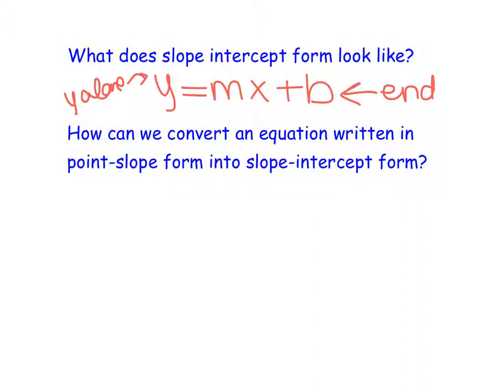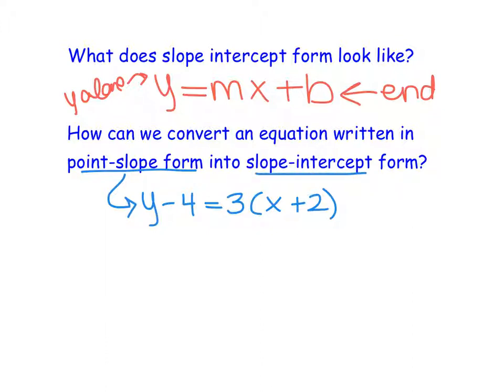So let's look at an example. Say we had y minus 4 is equal to 3 times x plus 2. This is written currently in point-slope form, and we need to rewrite it into slope-intercept form. Hopefully your brain is already thinking that I could get rid of these parentheses if I distributed. So we would have y minus 4 is equal to 3x plus 6.